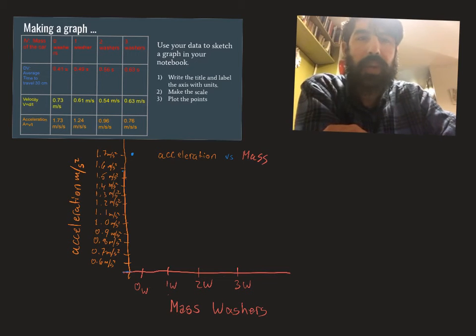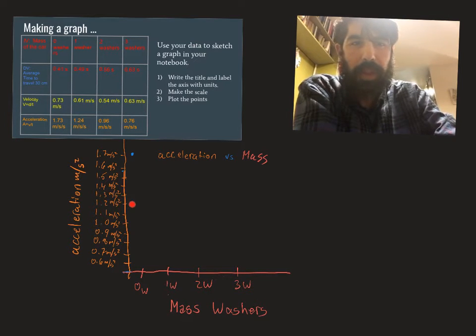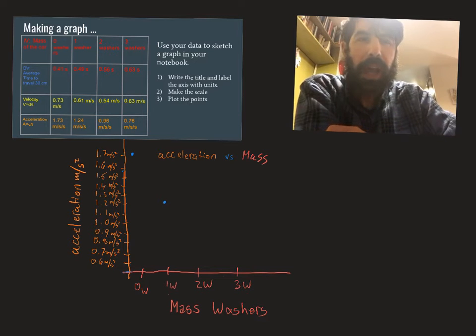Then 1.24 meters per second squared with one washer. So that's over here, 1.2. It's a little bit in between for 1. I make my dot right there. For 2 washers, I had 0.96. That's very close to 1 meter per second squared, a little bit lower. And for 3 washers, I was all the way down at 0.76 down here.